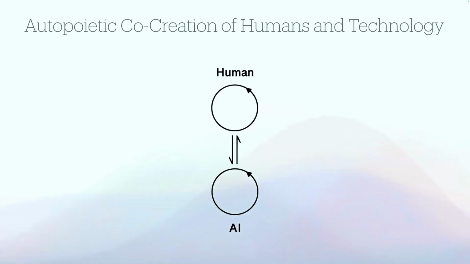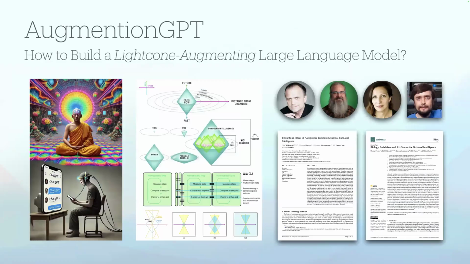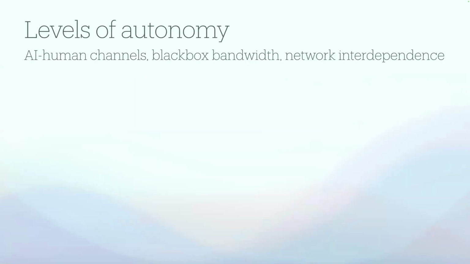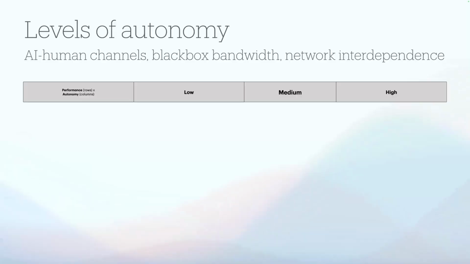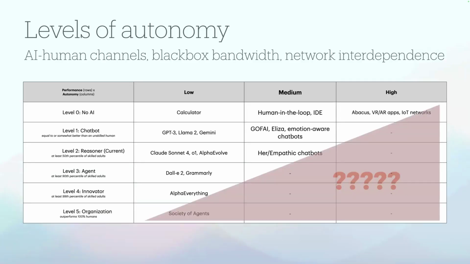So we have to be careful how we augment ourselves. There are some tools that augment you and some that diminish your ability to do things. So there's a bunch of augmentation GPT kinds of tools. And this links also to the ethics of stress, care and intelligence, autopoietic kinds of technologies that we're trying to understand. There's research with others here, including Mike. And this is also to understand the level of autonomy. I'm coming back to the graph that you've seen before with those levels from chatbot to organization, society of agents. And again, this triangle on the right is absent.